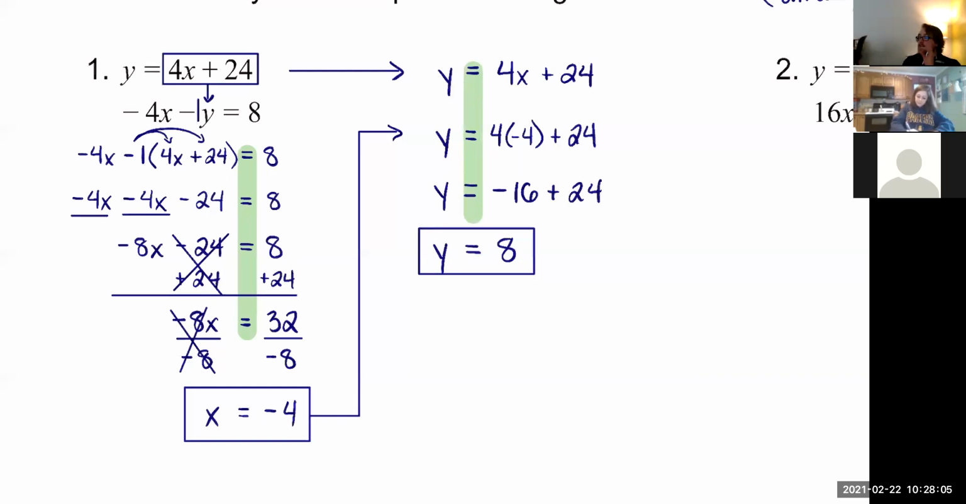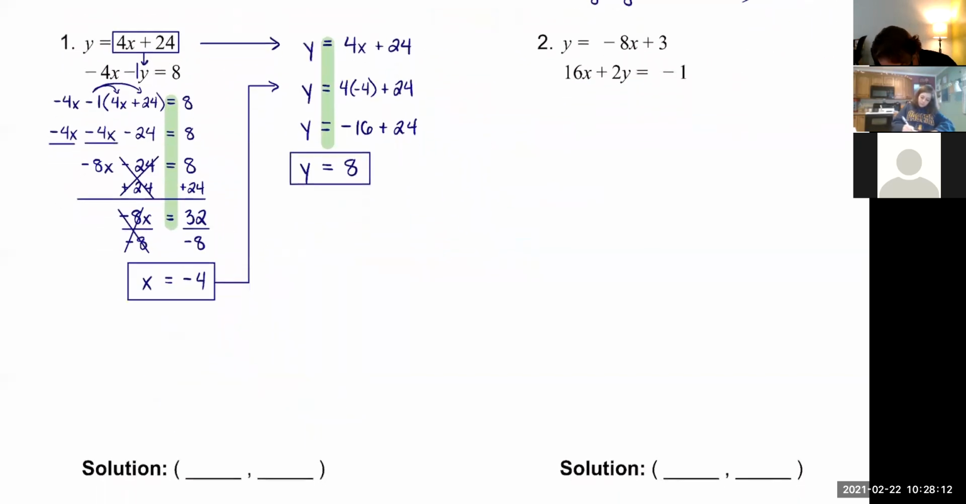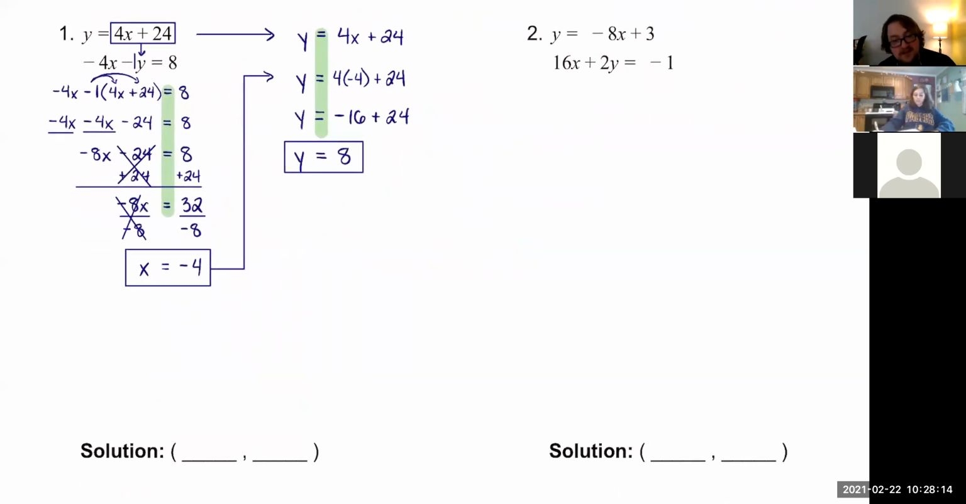Now remember though, you're not done until you have written your final solution as an ordered pair. And for this one, what do we have? Negative 4, positive 8. Now remember, regardless of which order you find them in, x always comes before y.